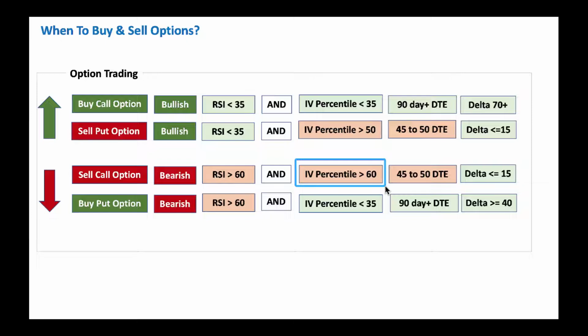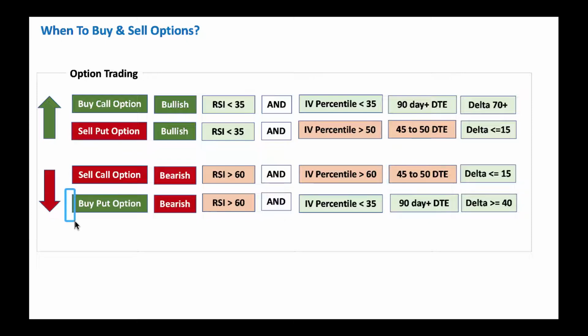When you're a seller of a call option or a seller of a put option, make sure days to expiration is about 45 to 50. Don't go too much. You don't want to have too much risk in your exposure here. Reduce the number of days to 45 to 50 max. And delta, make sure delta is less than or equal to 15. That tells you probability of the stock reaching that level is low. That's why you're selling a call option way above the current stock price.